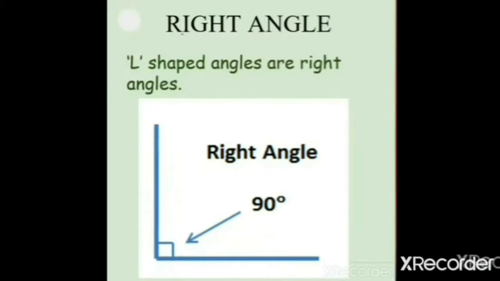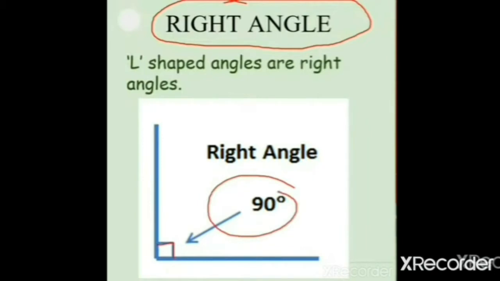In class 5 you have learnt about right angle, obtuse angle and acute angle. Let us revise. What is a right angle? L-shaped angles are right angles. What is the measurement of a right angle? 90 degrees. We can say that the angle which has 90 degree measurement is called a right angle. We make a square at the right angle.